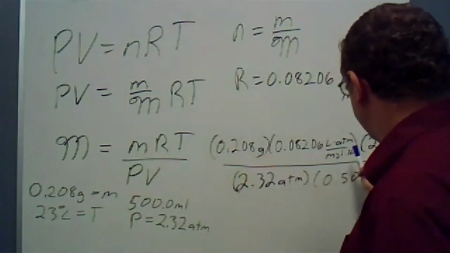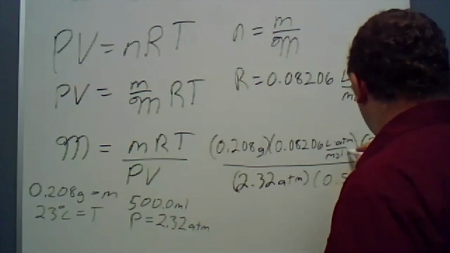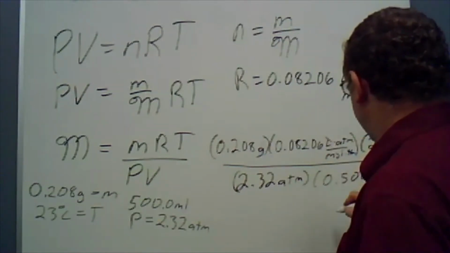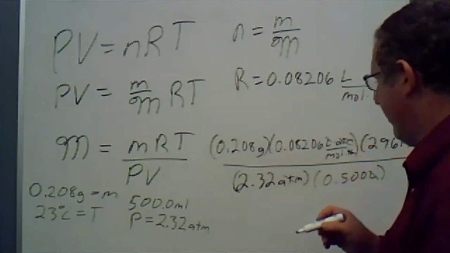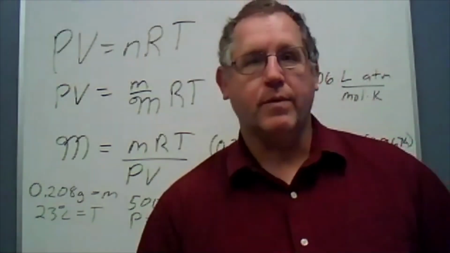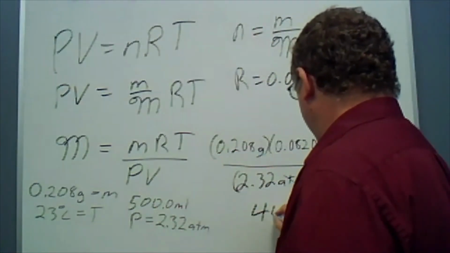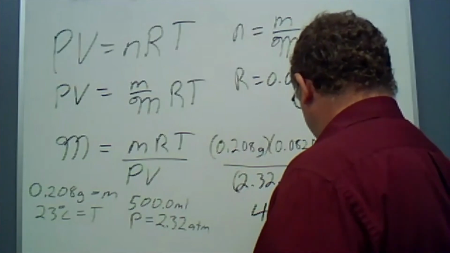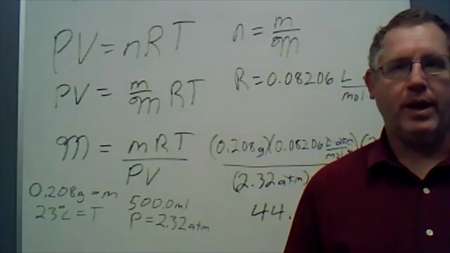So 0.208 grams. My grams, there's nothing to cancel grams with. Kelvin is going to cancel here. Liters are going to cancel here. Atmospheres are going to cancel, leaving me grams over moles, which is indeed the units for molar mass. And when I multiply this all out, I should get 44.0 grams per mole.